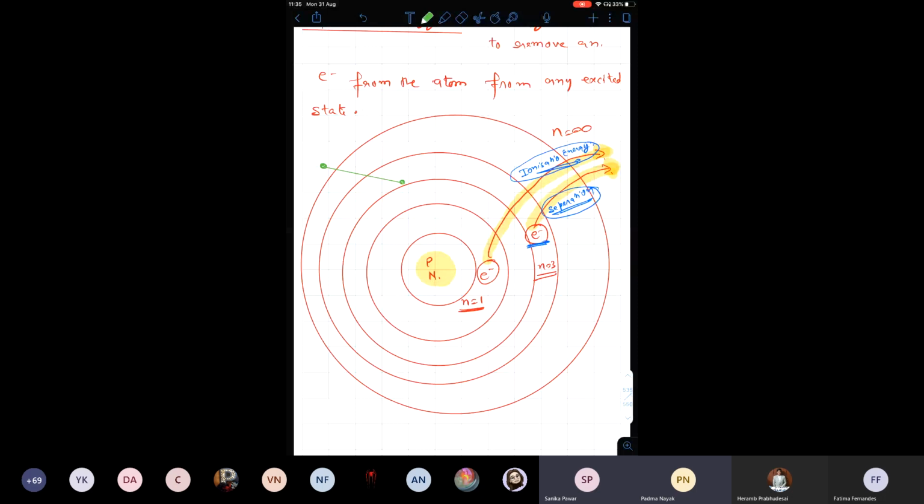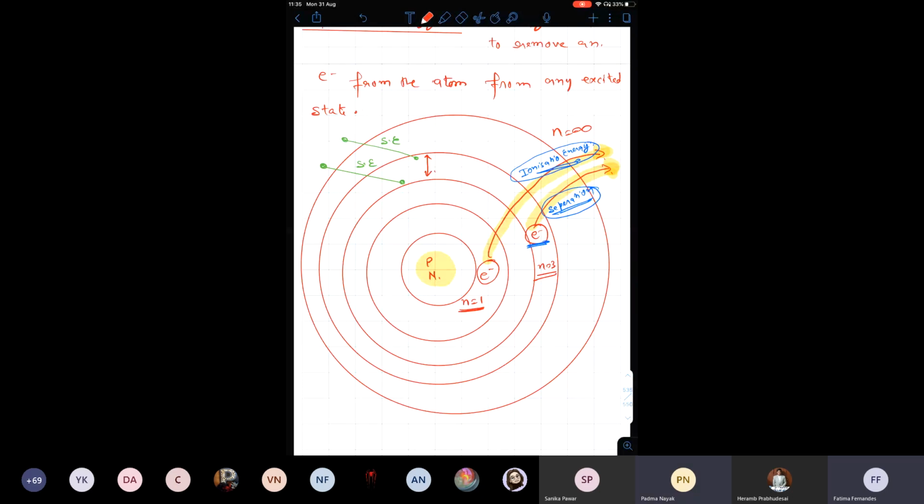Separation energy. And if you want to go from here to here, what will be that energy? So it will be separation only, no? Yes, sir, separation only. These two are both separation energy.